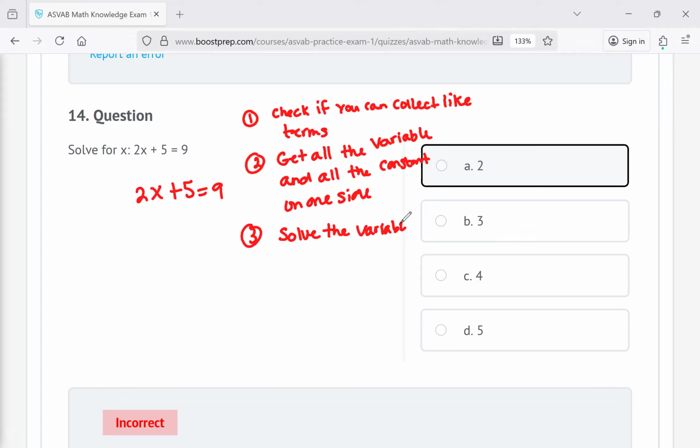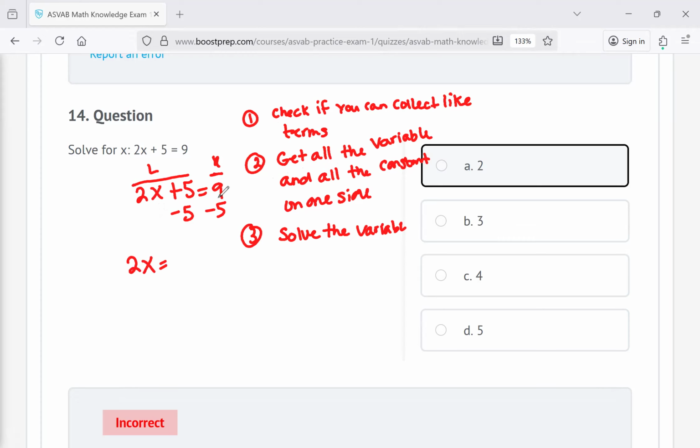Okay, so look here. Here's the left. Here's the right. So step one, can we collect like terms? On the left side, we have 2x plus 5. Can we collect like terms? No, because this is a variable, this is a constant. They don't mix. On the right, you're just left with 9, so you can't do much. Step two, get all the variables and all the constants on one side. Because we only have one variable, I'm just going to get all the constants on one side. So what I'm going to do is move that 5 to the right by subtracting 5.